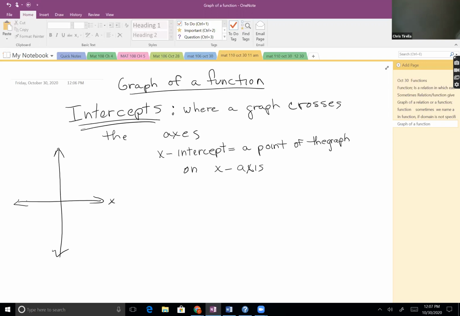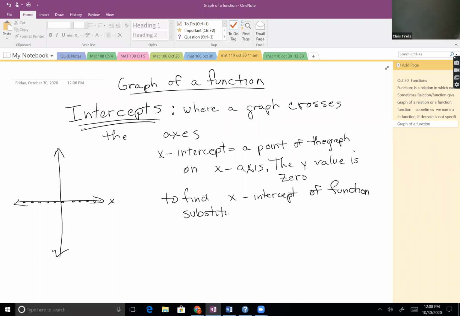And if I look at all of the points on the x-axis, you notice what they have in common is they all have a y value of 0. So to find the x-intercept of a function, or any relation actually, we'll substitute y equals 0 and solve for x.